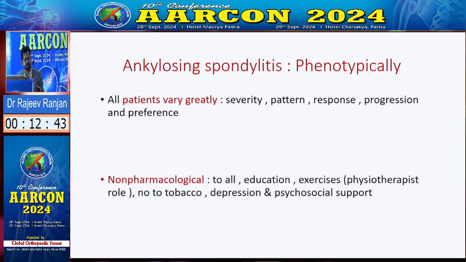So all patients are different. Even if you see 10 patients of ankylosing spondylitis, each patient is different, and the severity of the disease is variable in each of them. The pattern of involvement is different. Some patients have very predominant peripheral involvement. Some have very axial symptoms. Many come only with acute anterior uveitis. So the pattern and severity are very different.